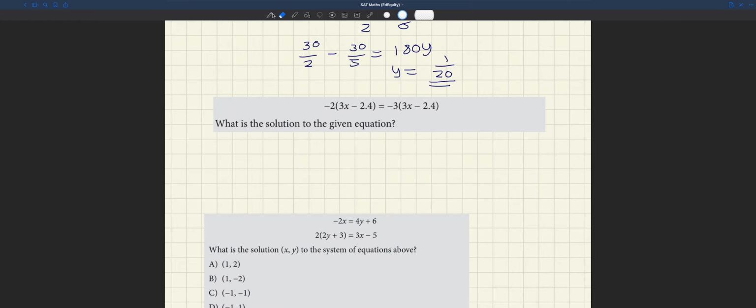So we have to write this as 3x minus 2.4 equals 0. Now we solve for x. We put the 2.4 on the other side, and x equals 0.8.